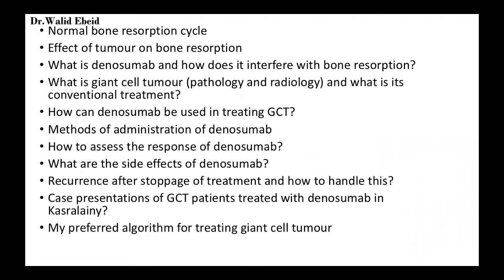Then we're going to discuss what is giant cell tumor regarding the pathology and the radiology and what the conventional treatment for it is. And then how could we fit denosumab in the treatment of giant cell tumor? How do we use it in treating this tumor? What are the methods of administration of denosumab and how do we assess the response? And what are the common side effects of using denosumab?